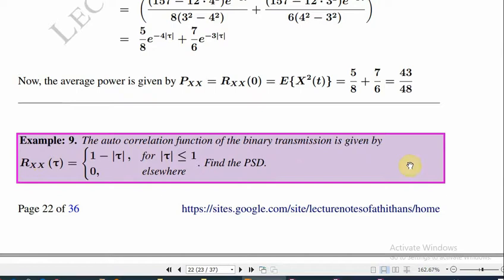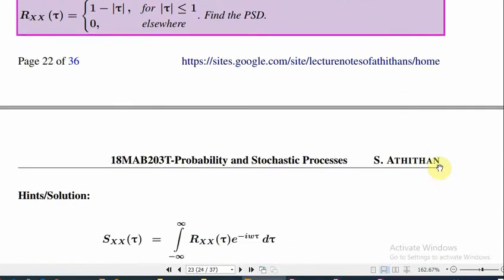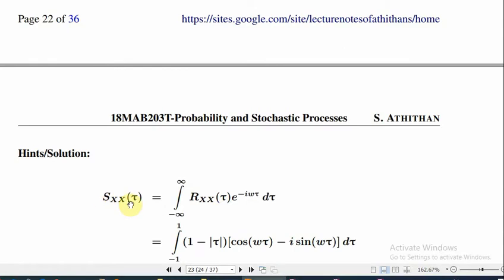Power spectral density is a Fourier transform. I have written the formula here. Power spectral density is denoted by Sxx of omega. It is the Fourier transform of the autocorrelation function Rxx of tau. So Sxx of omega equals the integral of Rxx of tau e power minus i omega tau d tau.